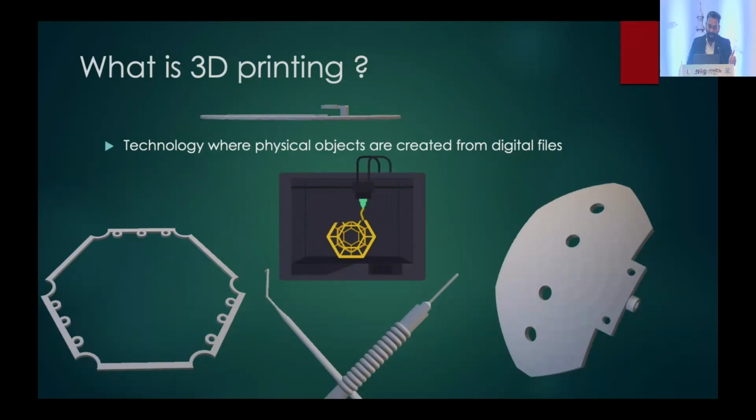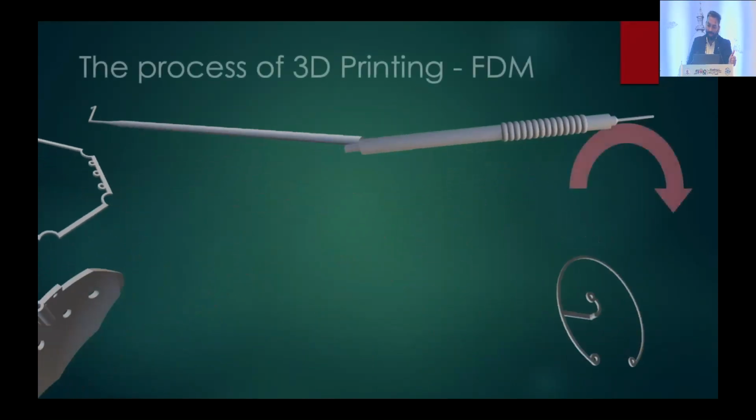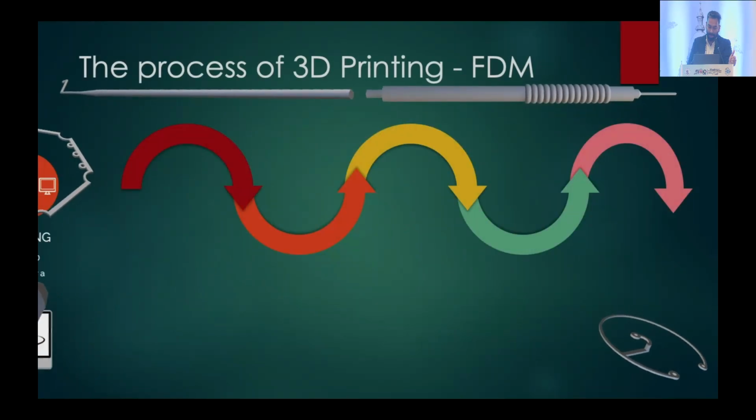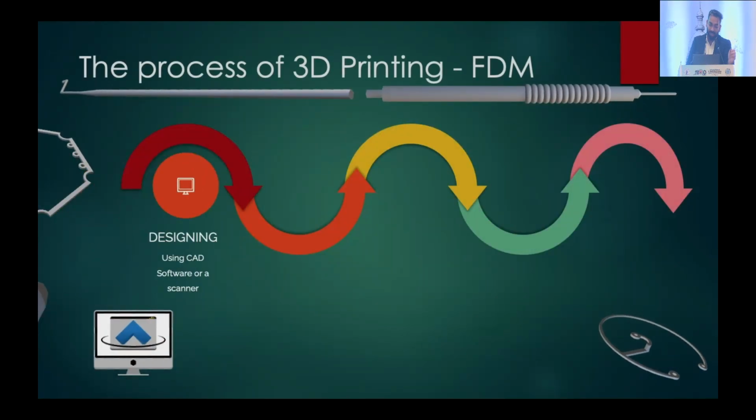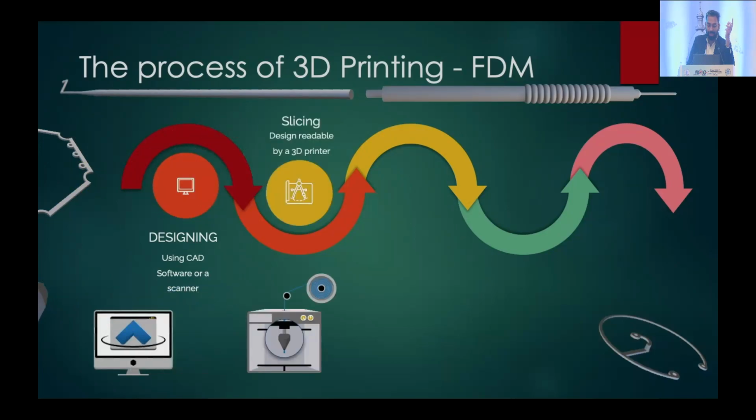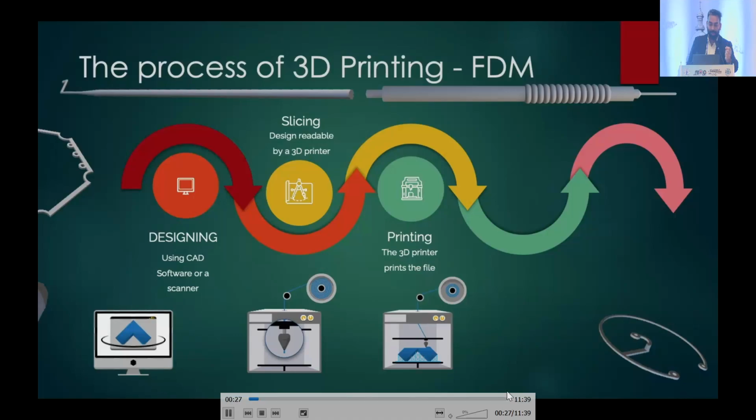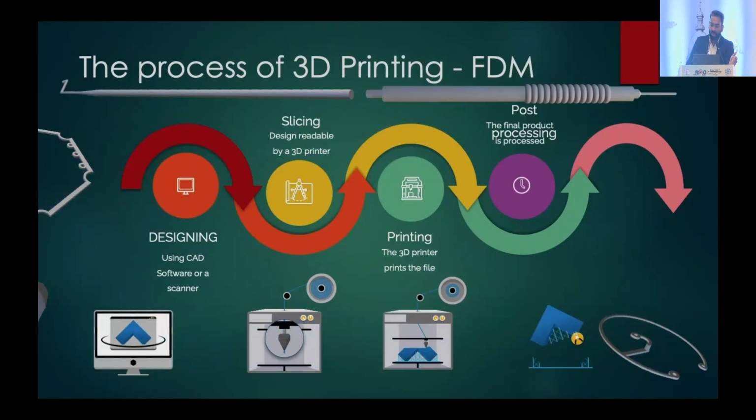So what is 3D printing? It is printing a physical object using a printer. That is what it is basically. So it consists of designing. You use a CAD software and design one product, and then you transfer it to the printer. So it will slice it and then start printing it. Before that, post-processing is done, and then you get a final product. So this is the whole process of 3D printing.